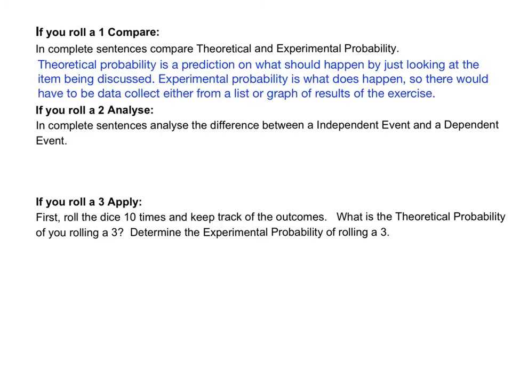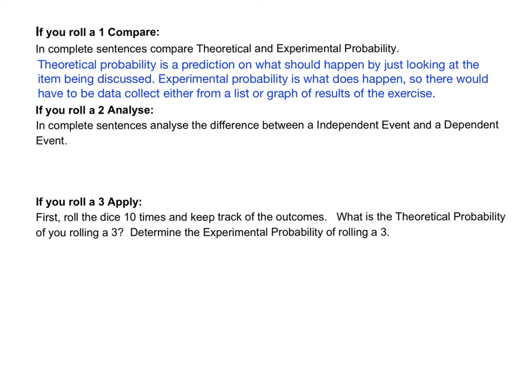Please copy: theoretical probability is a prediction on what should happen by just looking at the item being discussed. Experimental probability is what does happen, so there would have to be data collected either from a list or graph of results of the exercise. Pause the video so you get the copy.